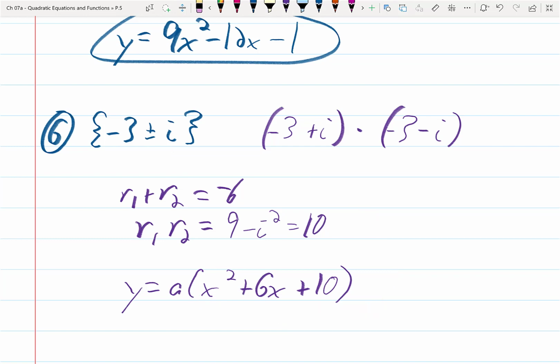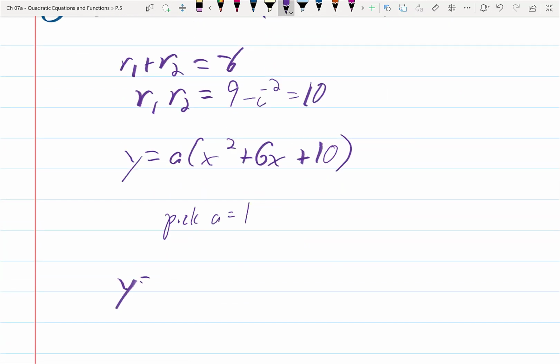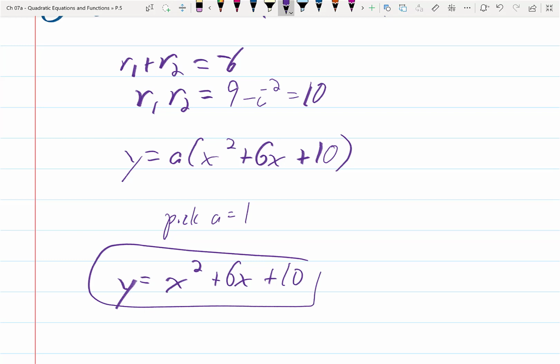How do you think I do this when I want to give specific answers and then build the problem for you? This is honestly how we do it. Mrs. Manton and I will make an answer key first, and then we do the sum and product and make the formula worksheet out for the solvings. What a value are we going to pick, by the way? Just pick a equals 1. I'm going to go y is equal to x squared plus 6x plus 10, and we're done.